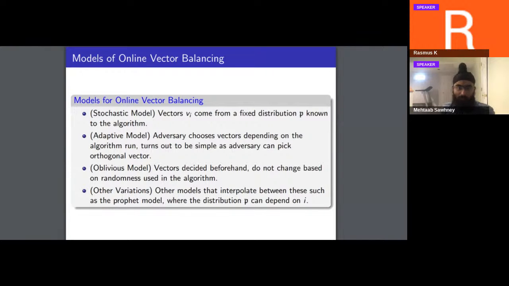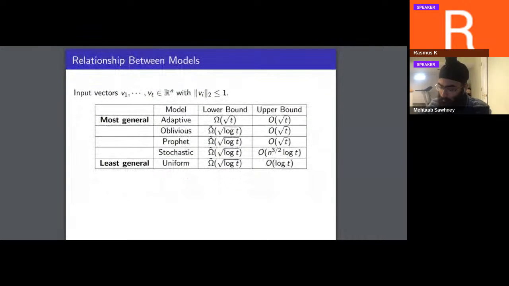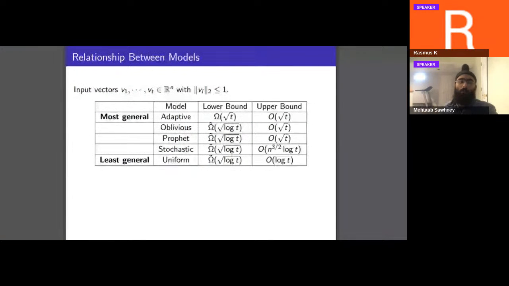And finally, there are a bunch of variations. One can interpolate between these. One such model is what Bunsell, Jones, Singla, and Singha call the profit model, where at every time step you would get a vector from some distribution pi, where you know the distribution pi. But this is still a relaxation of the oblivious model. There's a natural hierarchy in the models from most general to least general.